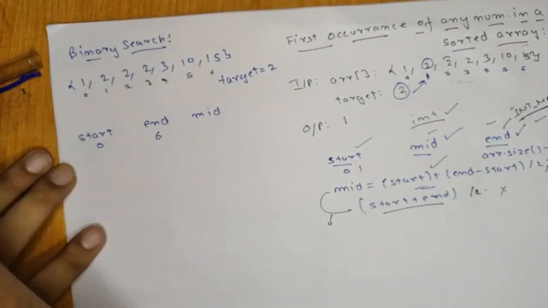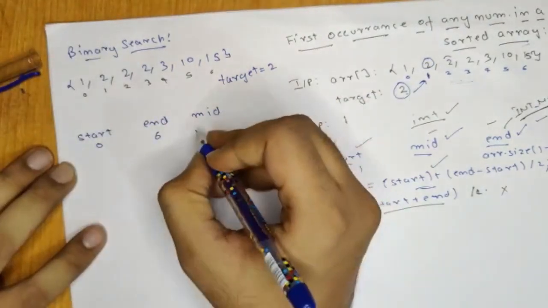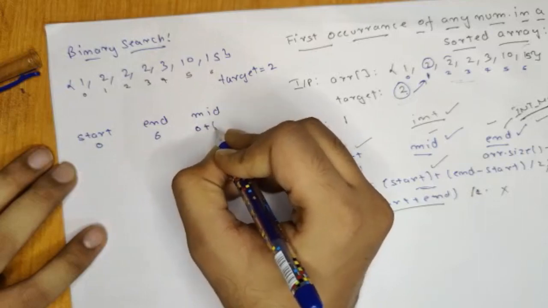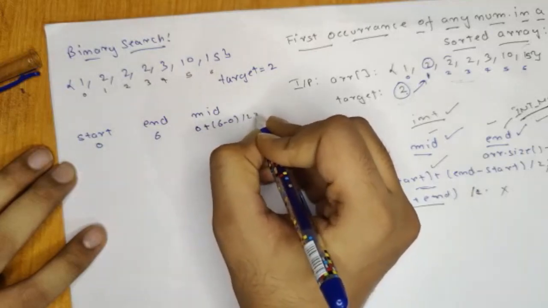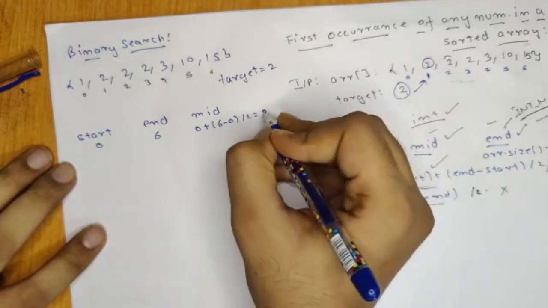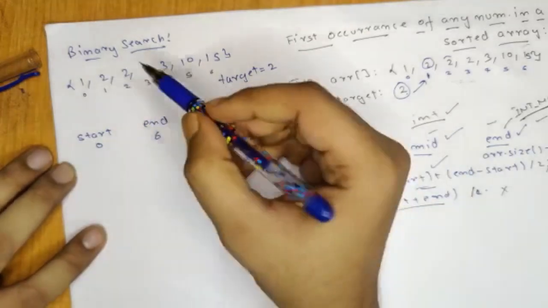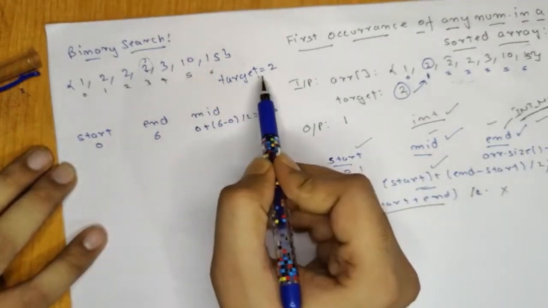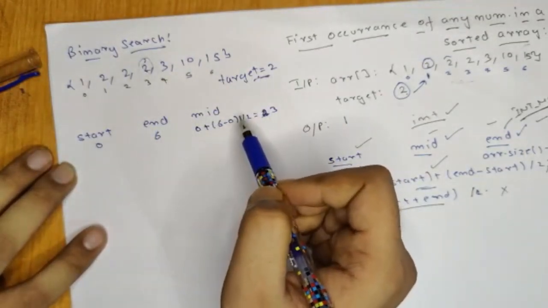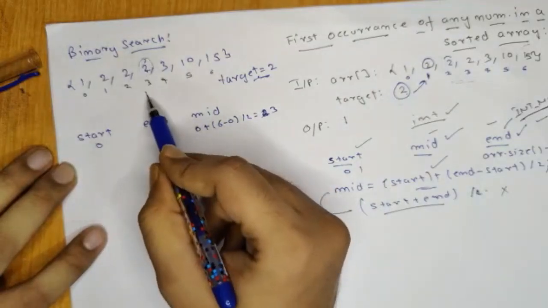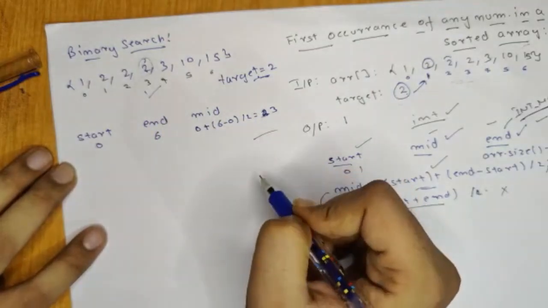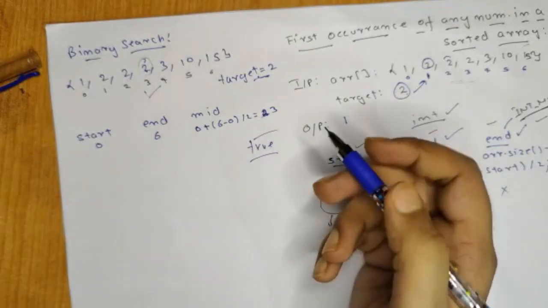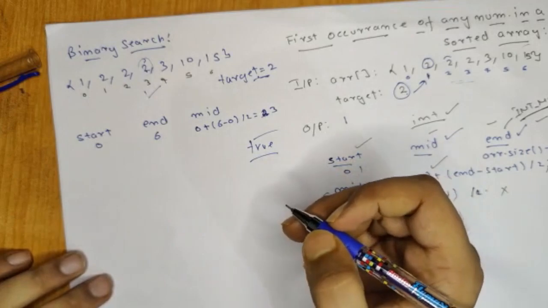And what will mid be? Mid is start 0 plus end minus start divided by 2, so mid will be 3. This is the first value we check: if the value at mid is equal to target, then we return true, otherwise we return false. And we found that yes, we got 2, so we return true. This was, I think, the quickest dry run.